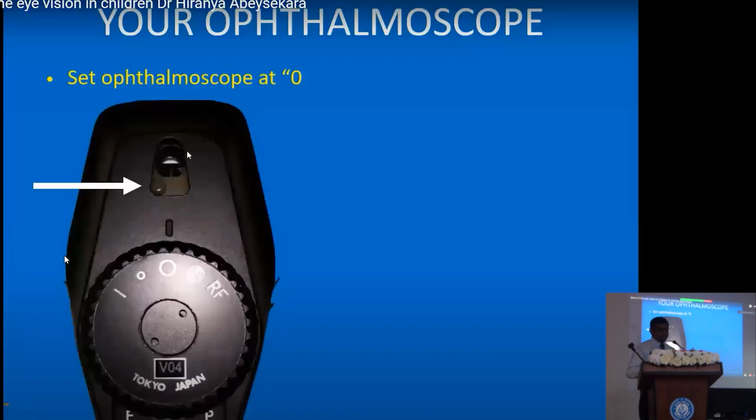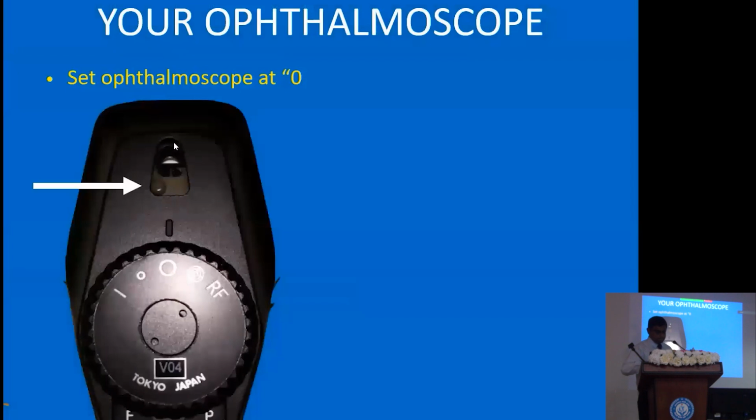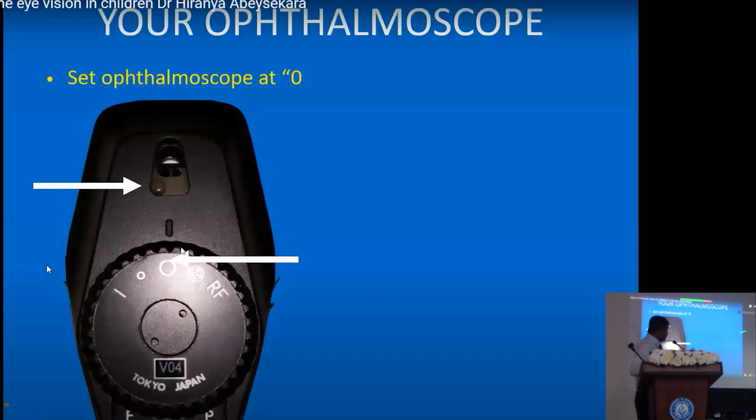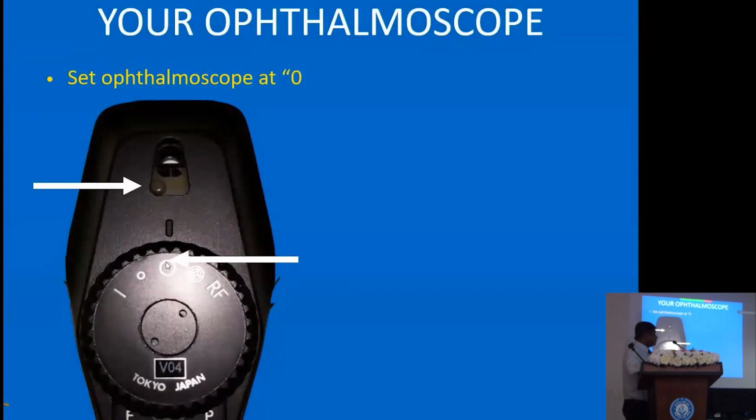So this is the ophthalmoscope. First, you should release this lead latch if there is one. And then these dials you have to be familiar with, right? So for red reflex examination, you should select the larger aperture. Different ophthalmoscopes, different makes have different dials, but almost all have the same principle. So for red reflex, you should select the larger aperture.